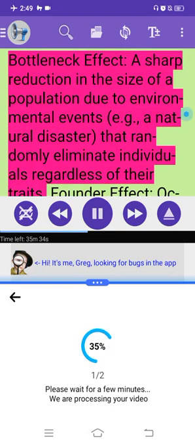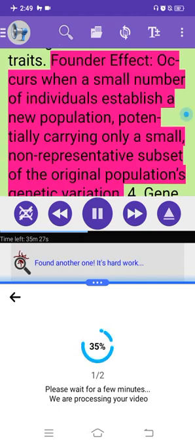Types of genetic drift. Bottleneck effect, a sharp reduction in the size of a population due to environmental events, e.g., a natural disaster that randomly eliminates individuals regardless of their traits. Founder effect, occurs when a small number of individuals establish a new population, potentially carrying only a small, non-representative subset of the original population's genetic variation.